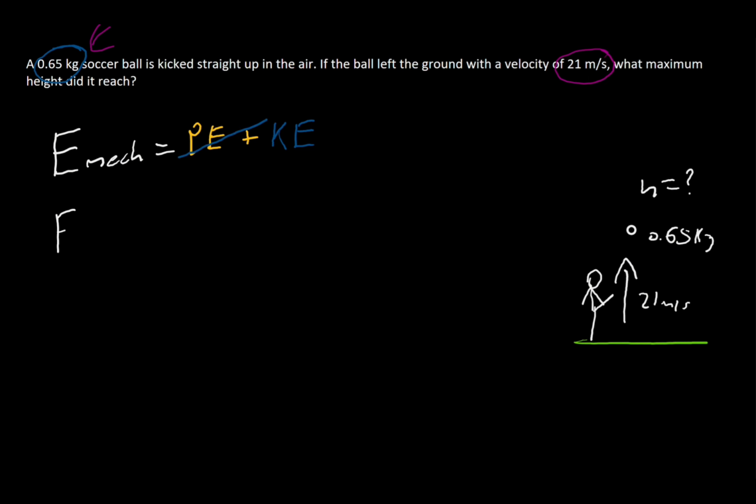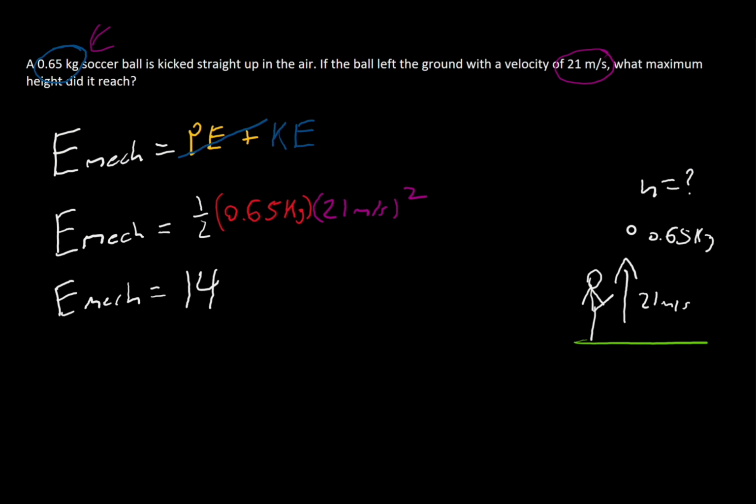So now mechanical energy equals 1/2 times 0.65 kilograms times the velocity of 21 meters per second squared, giving us a mechanical energy of 143 joules.